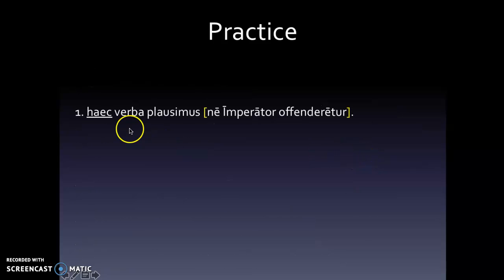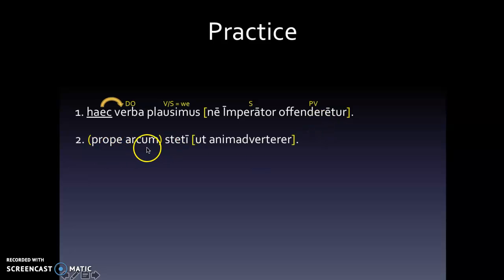Okay, here we go. So haec is a modifier. It's modifying verba because they are both neuter plural. Ne with a subjunctive is a dependent clause. We've got an accusative direct object. Plausimus is our verb. There's no nominative here, but we know that we is the subject because of the mus. Imperator is nominative subject, and then this is a passive verb. So: we applauded these words lest the emperor be offended.